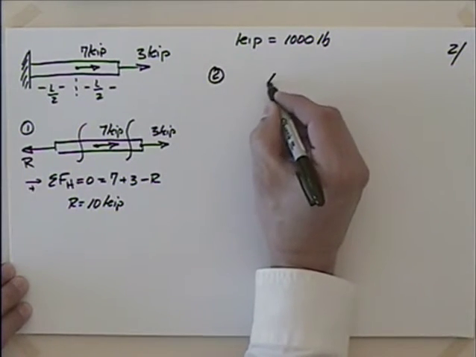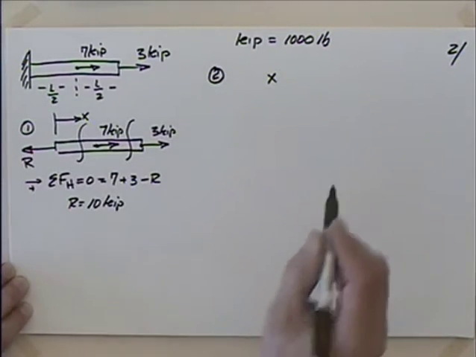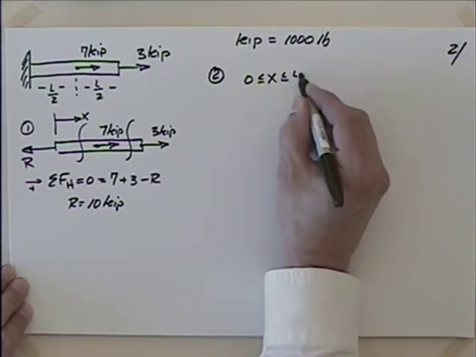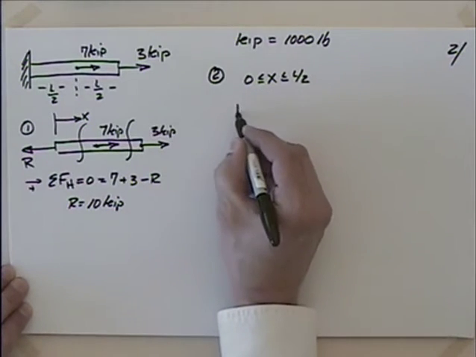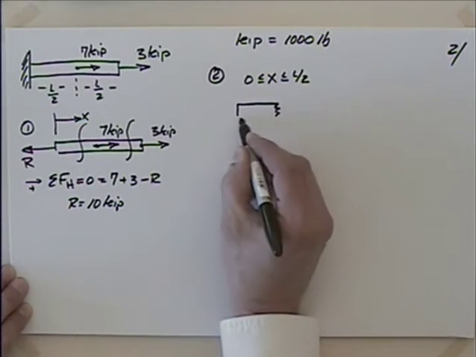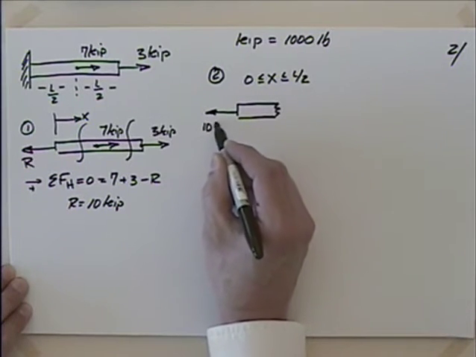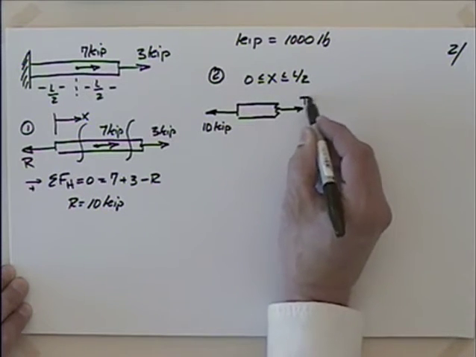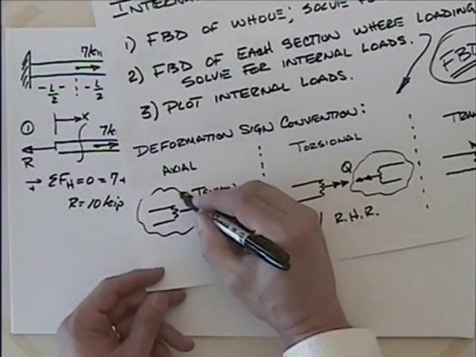And I'm going to talk about X starting at the left-hand side and going to the right-hand side. So X is going to be between 0 and L over 2. If it's between 0 and L over 2, I'm going to draw this left-hand side. I'll know that I solved this. This is 10 kips. And my deformation sign convention says that I need to put this internal tension in like that, right? Okay.